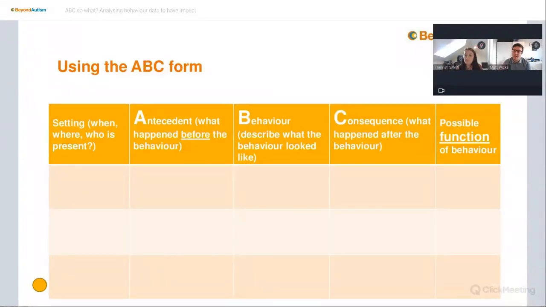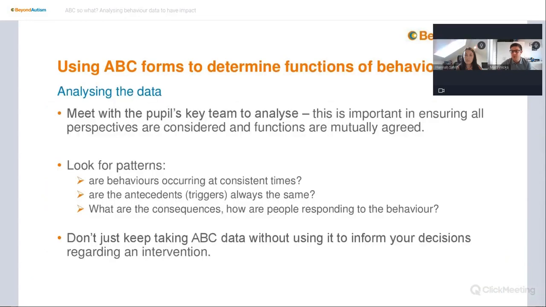So if we come back to the ABC form that Hannah showed earlier, we start to record these behaviours when they're occurring. We're writing what's happened before and what's happened afterwards, and that starts to build up a picture. We can identify patterns and see potentially what the function might be. We're going to go into a bit more detail on that now. So I'll pass back to Hannah.